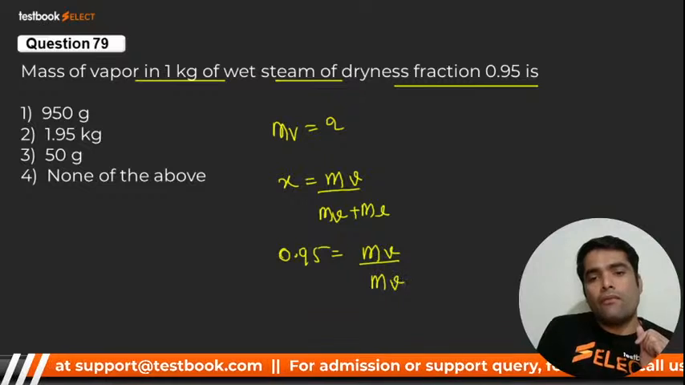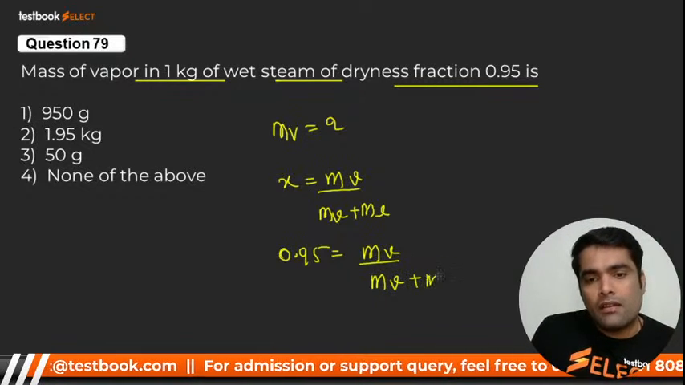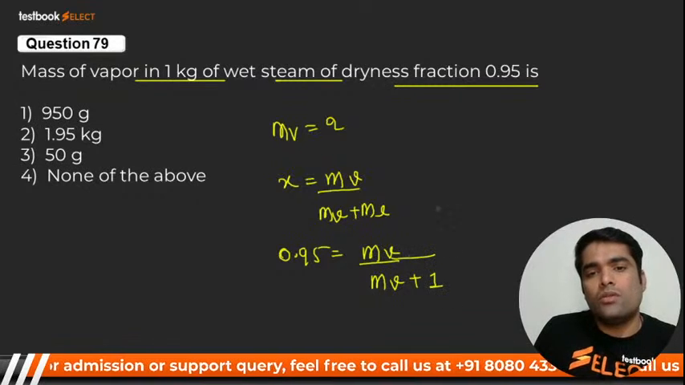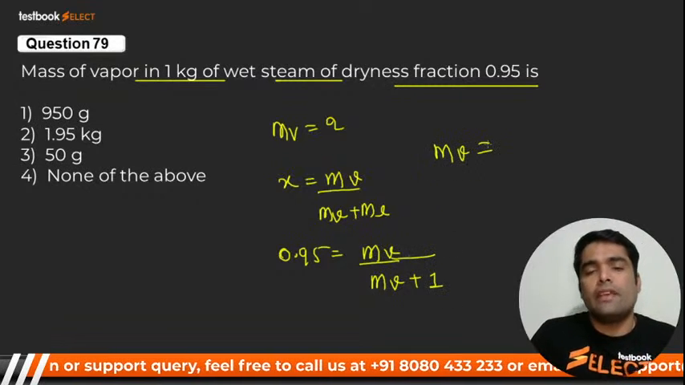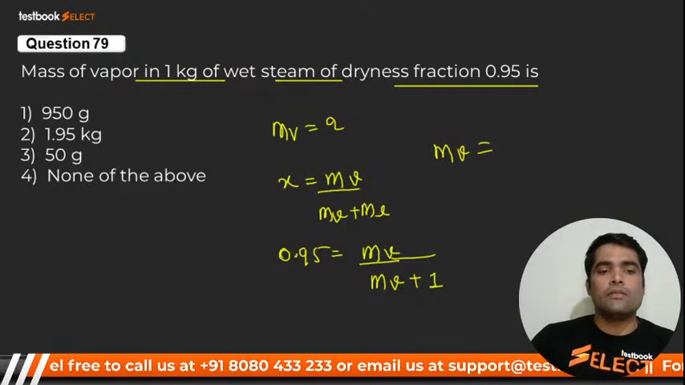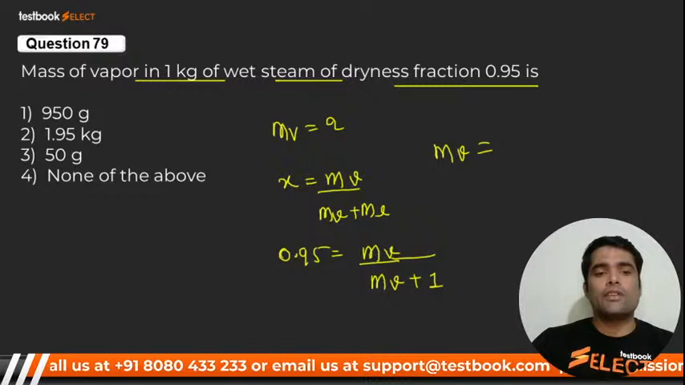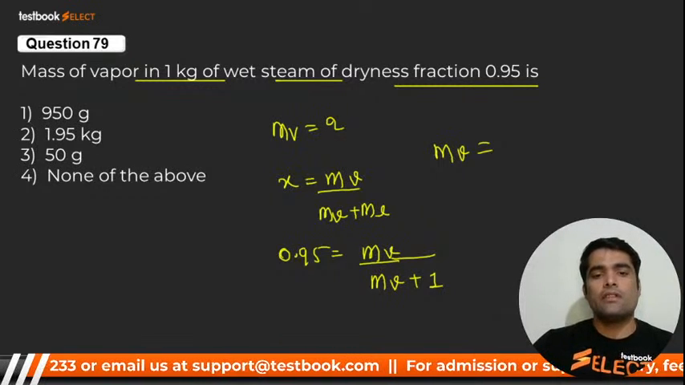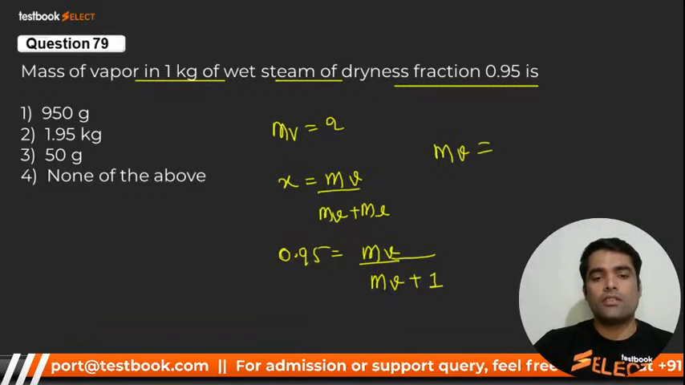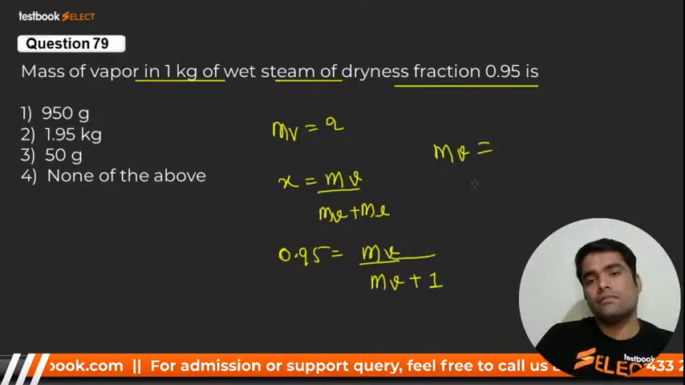It is mv plus ml, and ml is given. That is 1. Guys, you have to calculate mv. And how much is mv coming, my dear? Guys, be fast. Its value is around, my dear, 19 kg.